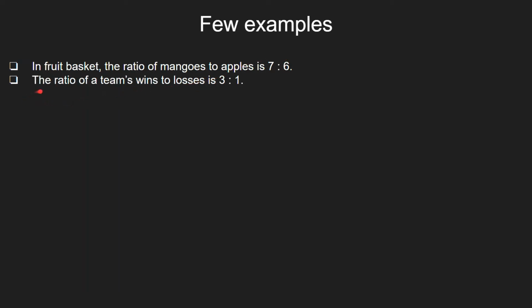Next, the ratio of a team's wins to losses is 3:1. It means that for every 4 matches the team played, the team won 3 matches and lost 1 match.